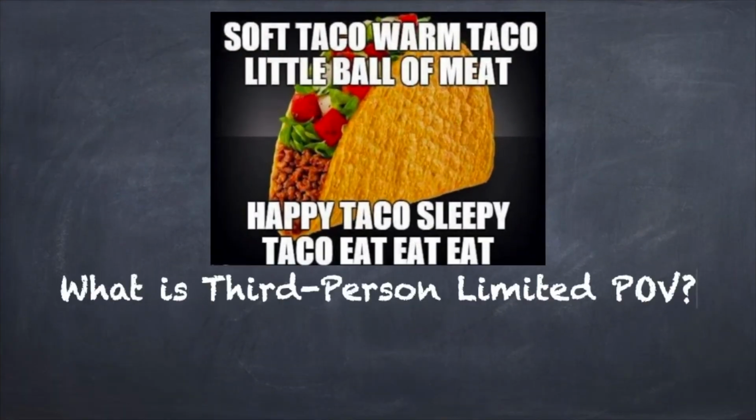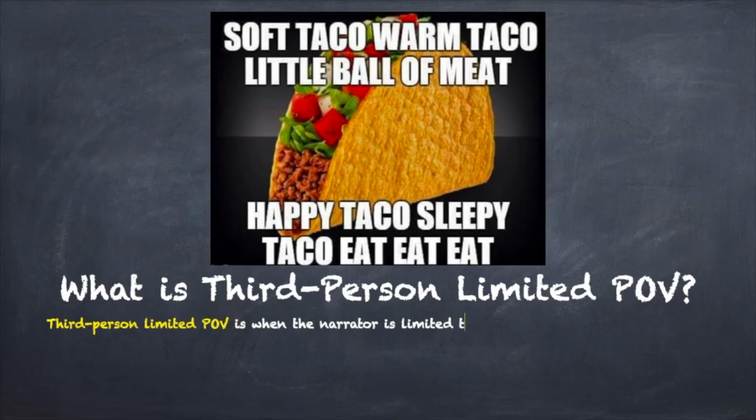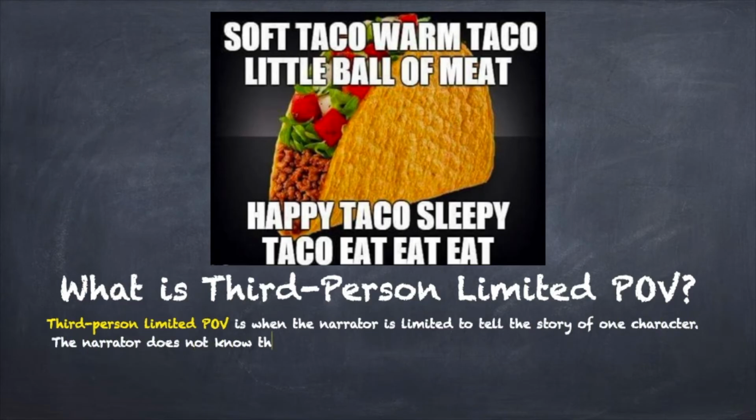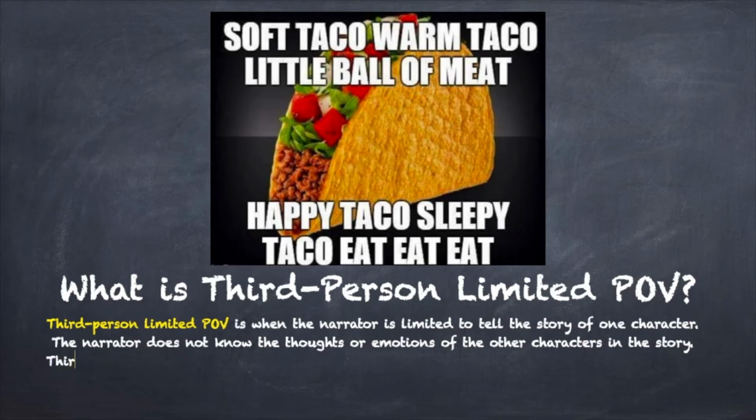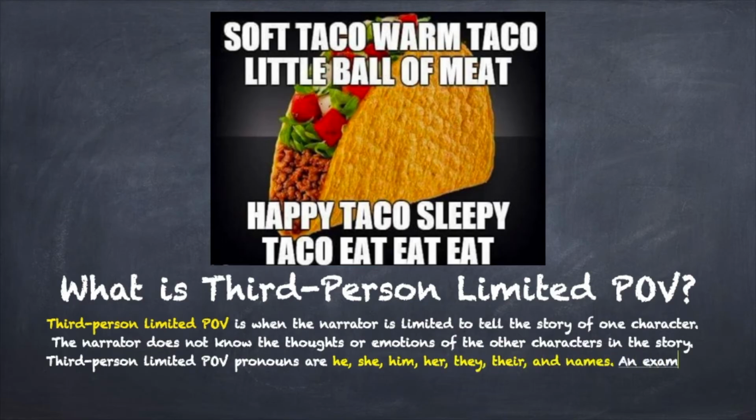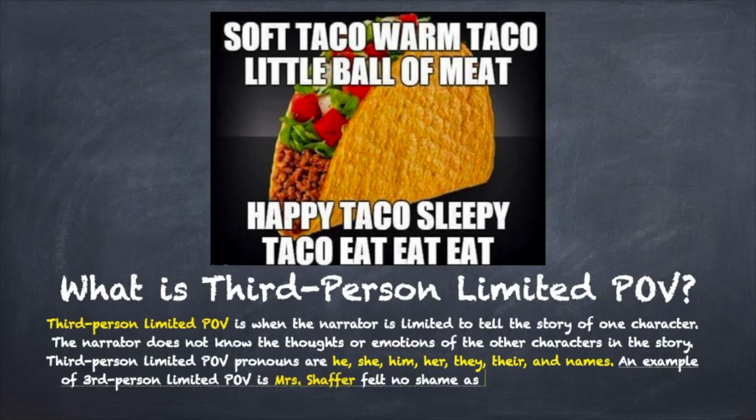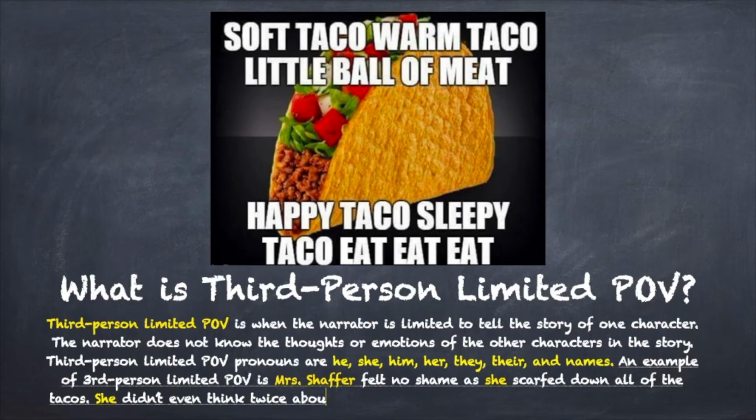What is third-person limited point of view? Third-person limited point of view is when the narrator is limited to telling the story of one character. The narrator knows only that character's emotions and thoughts. In fact, the narrator doesn't know the thoughts or emotions of any of the other characters in the story. Third-person limited point of view pronouns are the same as any third-person pronoun. He, she, him, her, they, their, and, of course, character names. An example of third-person limited point of view is, Mrs. Schaefer felt no shame as she scarfed down all of the tacos. She didn't even think twice about inhaling the meat and cheese. Meat and cheese!